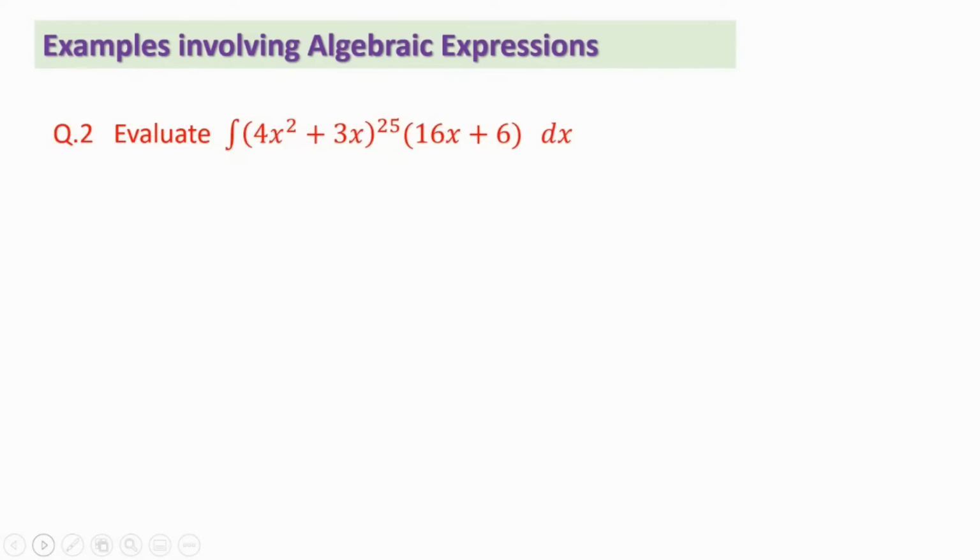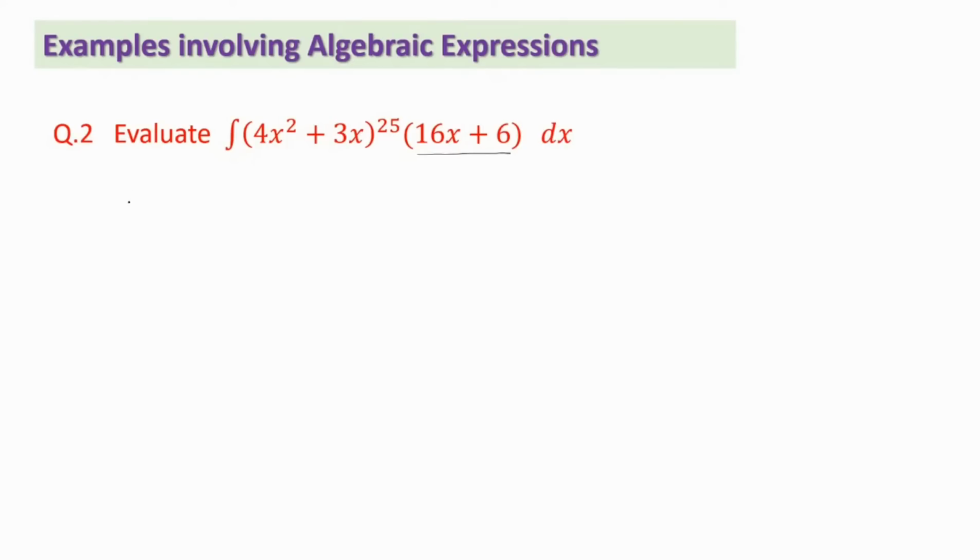Our next example is the integral of (4x squared plus 3x) to the power 25 times (16x plus 6). Here we have to identify which part to substitute, which will help you compute the integral. If we substitute this one, there is a chance that it will become x and a constant number, and that expression is also here.